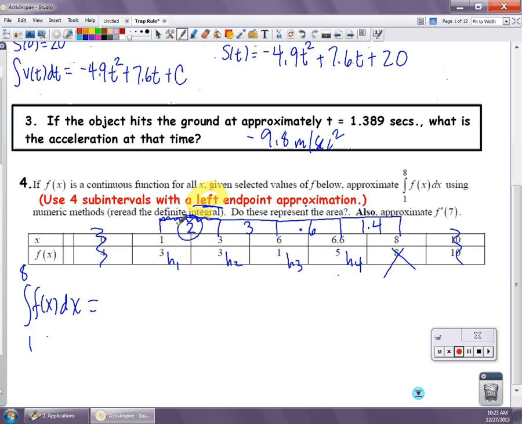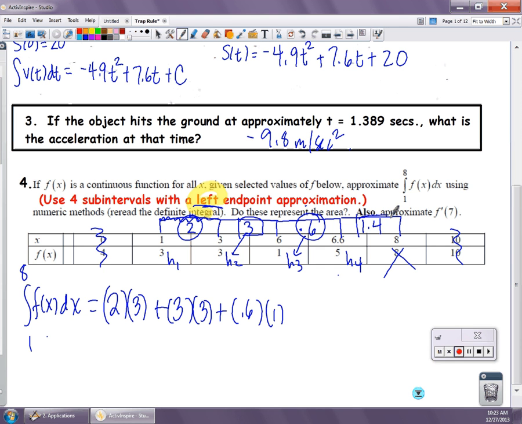So we have 2 times height number 1, 3. That takes care of rectangle number 1. Then we have a width of 3 multiplied by height number 2, which is 3. That takes care of rectangle number 2. Then we have a width of 0.6 multiplied by height number 3, which is 1. And then we have a width of 1.4 for the fourth rectangle multiplied by height number 4, which is 5.